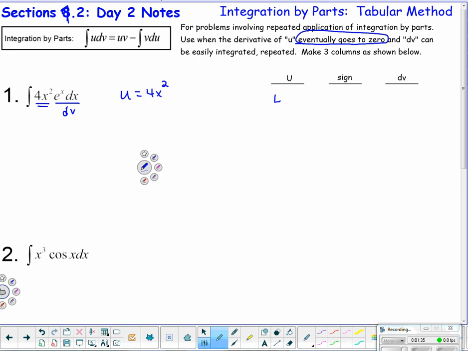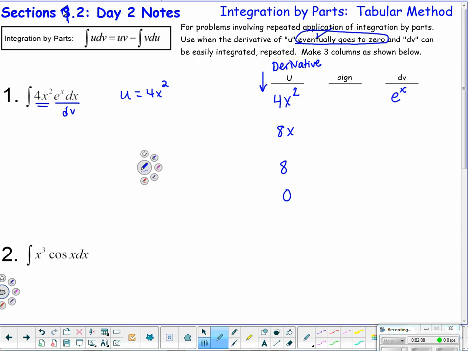So go over here to the right and let's set up 4x squared under the u column, and let's take e to the x in the dv column. In the u column, this is where we're going down, taking derivatives. This is the derivative column. Go ahead and proceed through taking your derivatives. That'll give me 8x, 8, and 0. Eventually, I end up going to 0. That's the type of problem I can use tabular on.